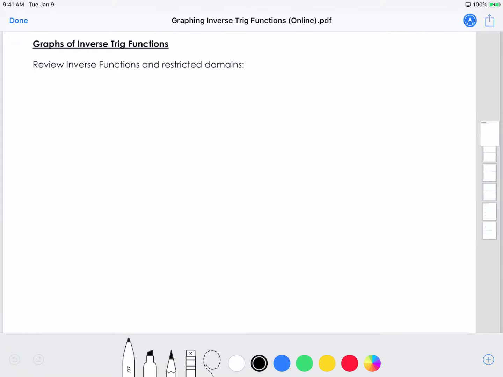Okay, now we're going to talk about the graphs of inverse trig functions. But before we actually get into the graphs of inverse trig functions, I wanted to do a quick review with you of what an inverse function is in general. So the whole idea of an inverse is when you switch the x's and the y's. So the inputs and the outputs get switched.